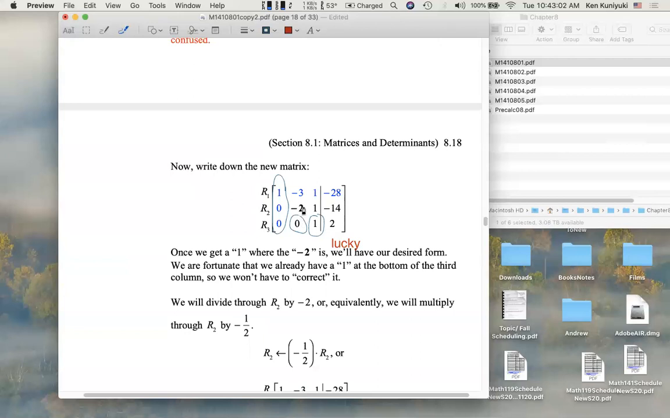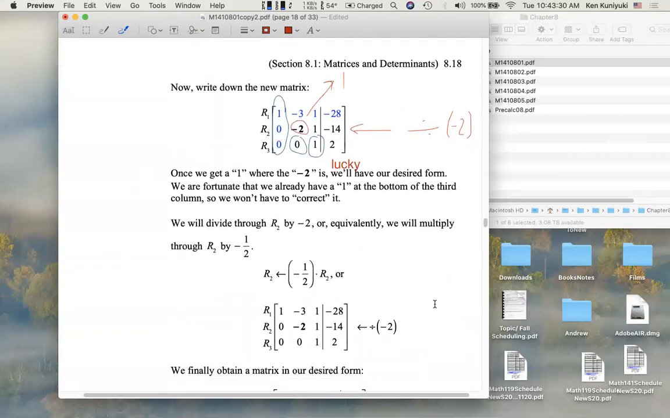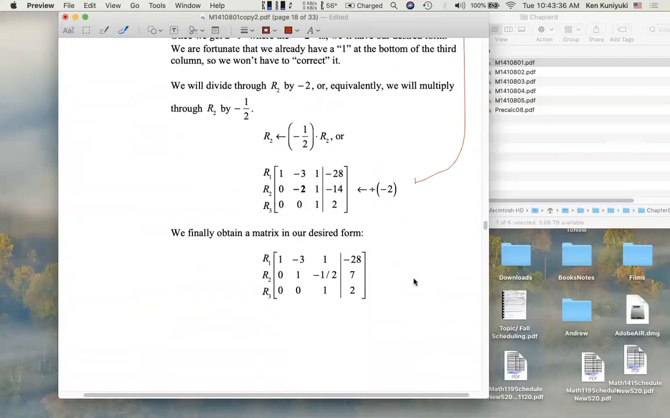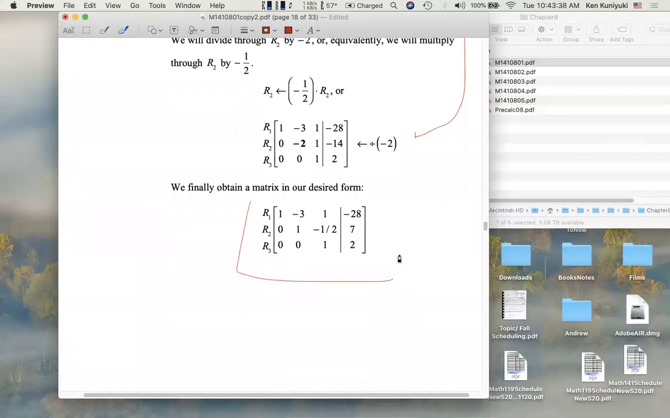Okay, now who's left to change? We got to change the -2. Make that a 1. Don't make it so hard for yourself. Divide by -2. Rescale. Divide by -2. We get 1, -1/2, +7. So I indicate that division over here. All right. Finally, we have our matrix in row echelon form.